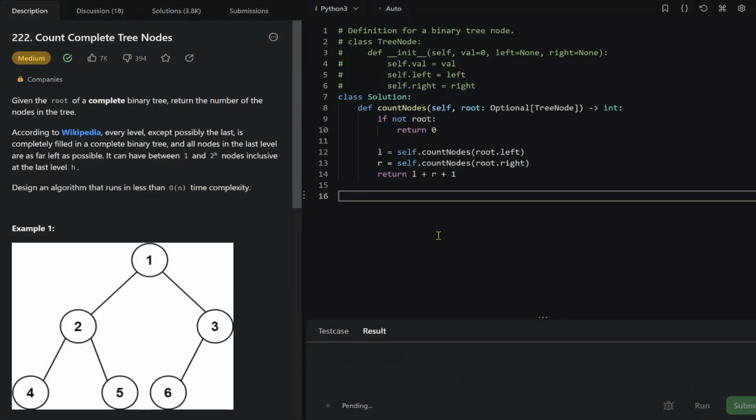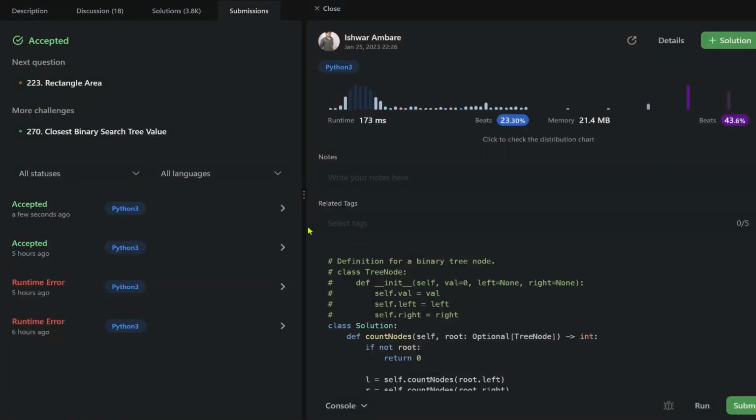Let me check. Accepted. Let me submit. And now it is working.